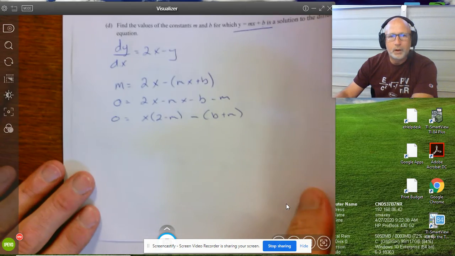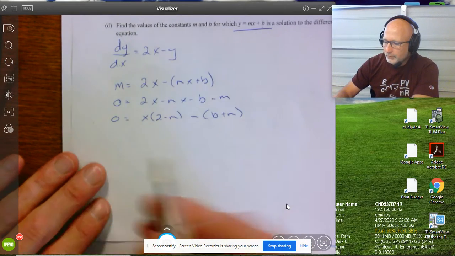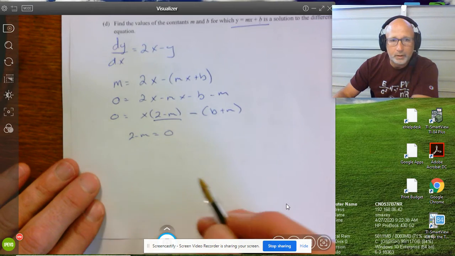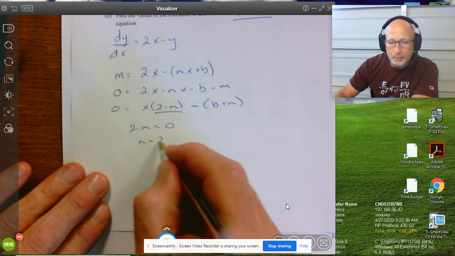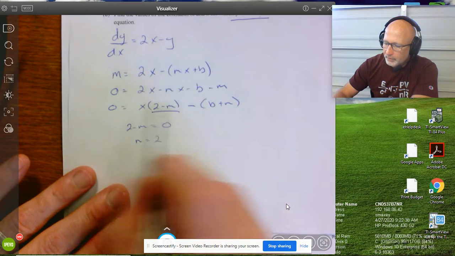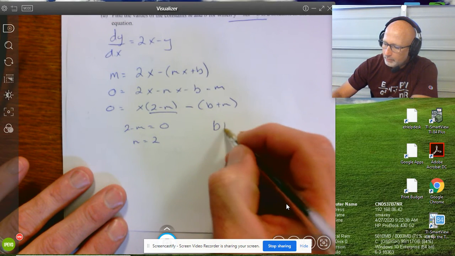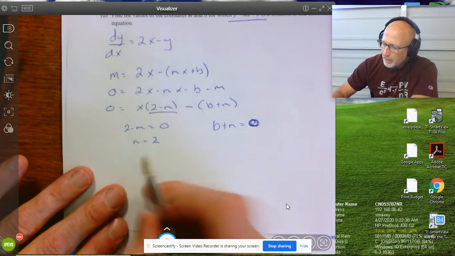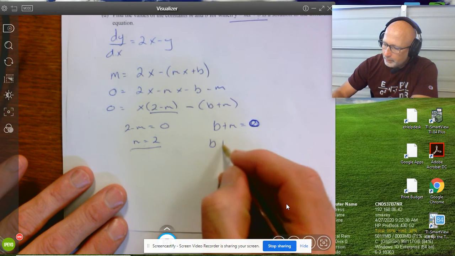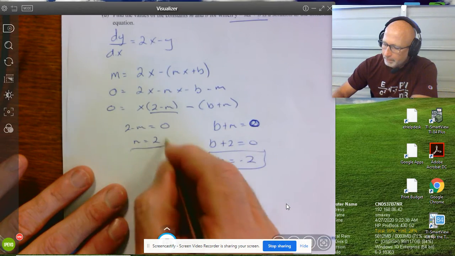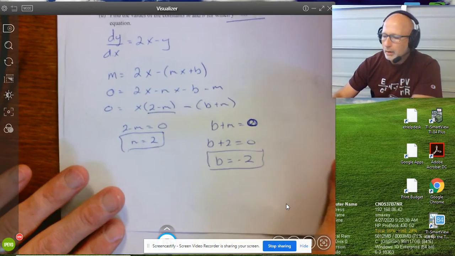Okay, all we have to do now is compare and contrast. There aren't any x's over here. That means 2 minus m has to be equal to 0. Therefore, m has to be equal to 2. And then furthermore, the constant term is equal to 0, so I know b plus m must be equal to 0. But m is equal to 2, so you have b plus 2 is equal to 0. b is equal to negative 2. So there we are.